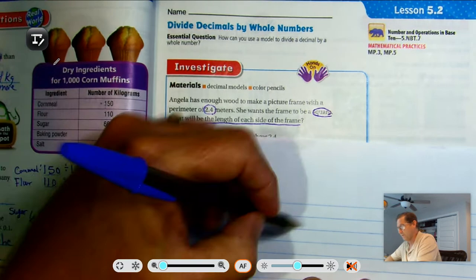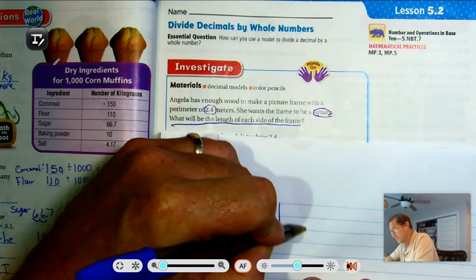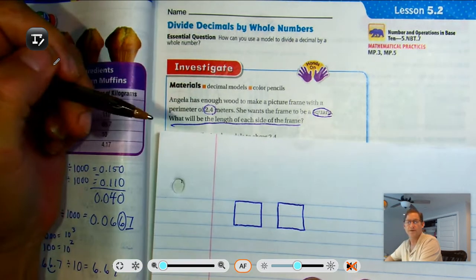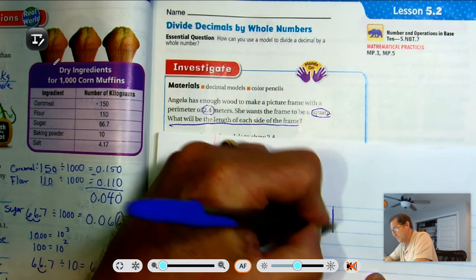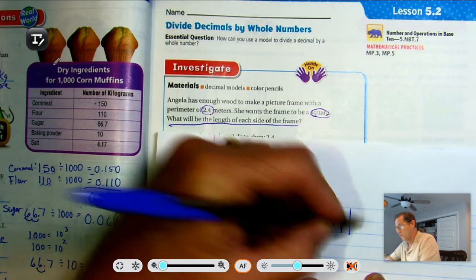Okay, so that's one, right? We said we can represent whole numbers with a square, right? And then it says 4/10. So we have 1, 2, 3, 4/10.